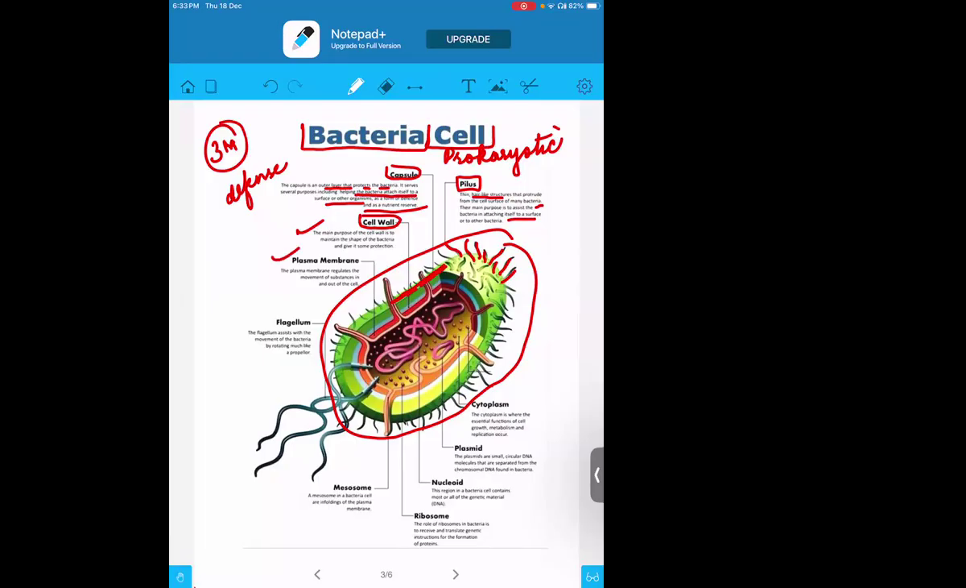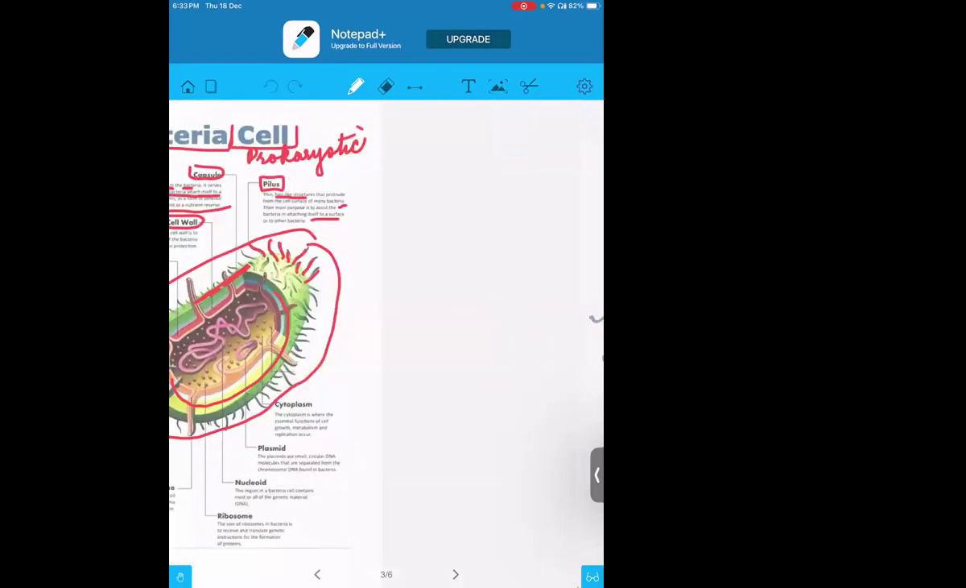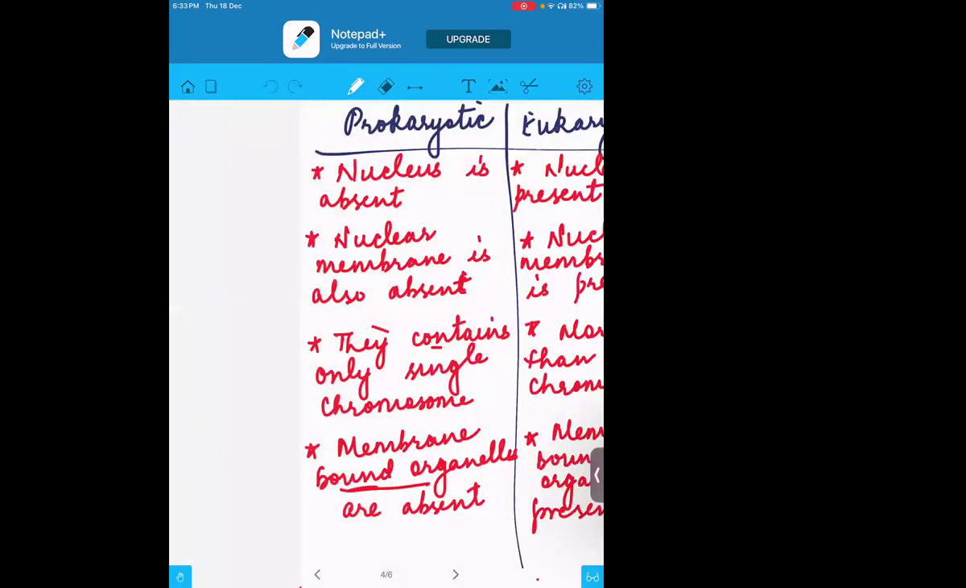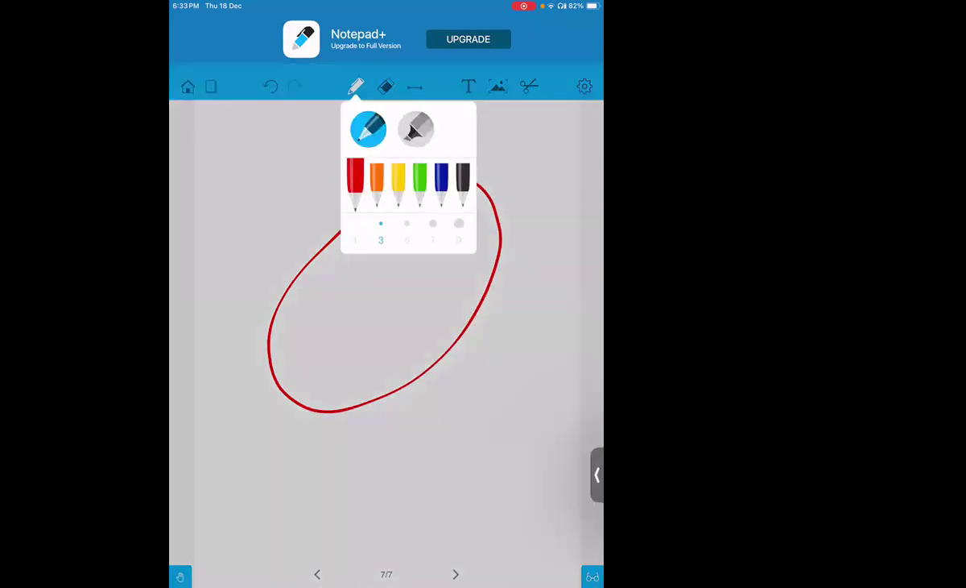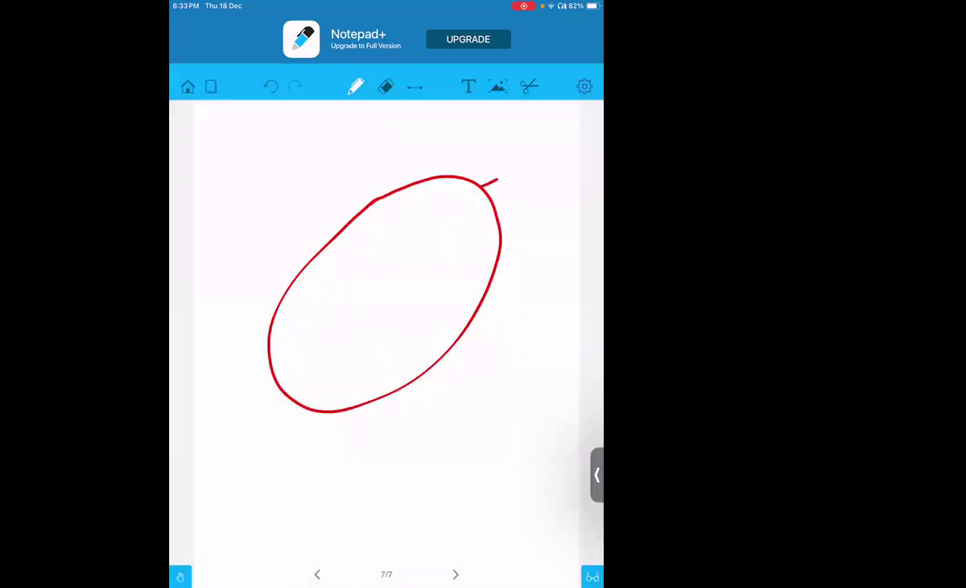The next one, plasma membrane. This is internal membrane, this one. So they will be regulating the movement of substances in and out of the cell. So whatever the things bacteria need, they will be taking it. And whatever they do not need it, they will be giving it out. For example, now if the structure is like this, okay, suppose this is the bacteria and here we have the cell membrane. Now what happened?